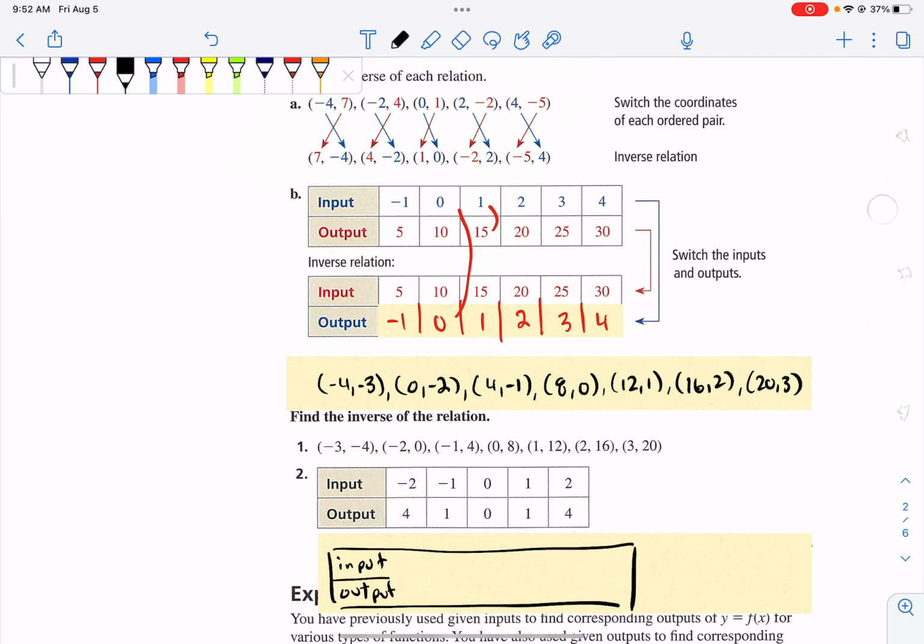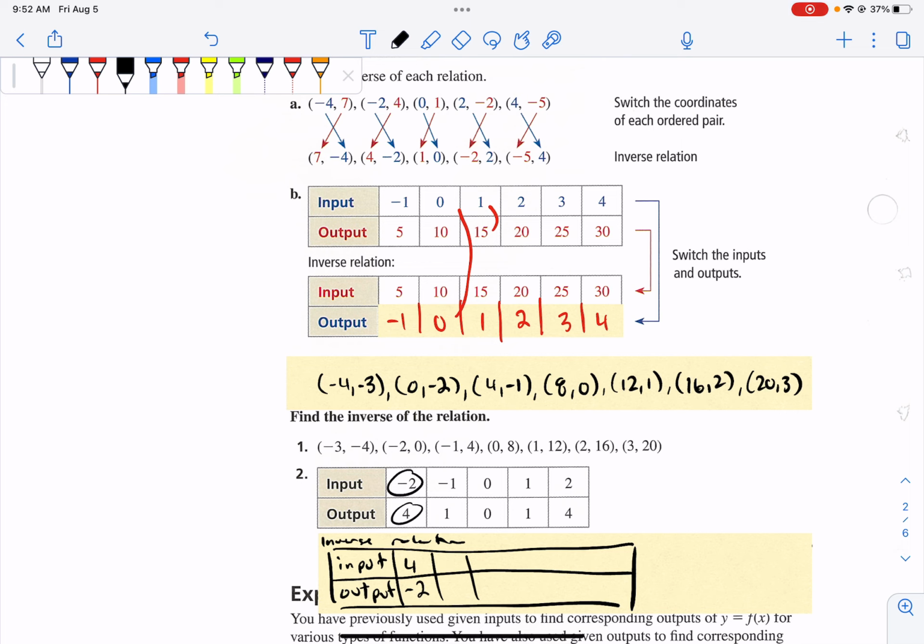It kind of bothers me that we don't have this. This is my inverse relation, right? Maybe we should label it. My inverse relation: if my output was 4, that's my new input. My old input was -2, that's my new output. They just switch places.